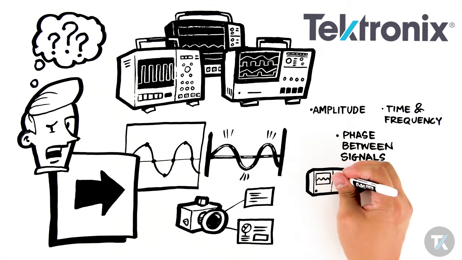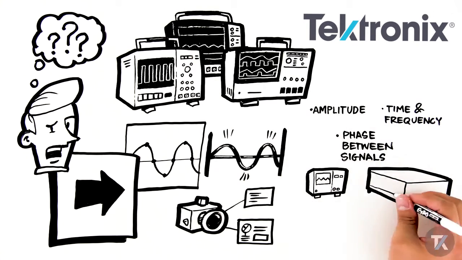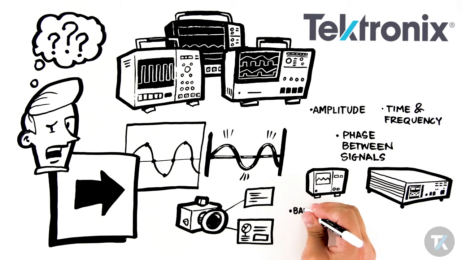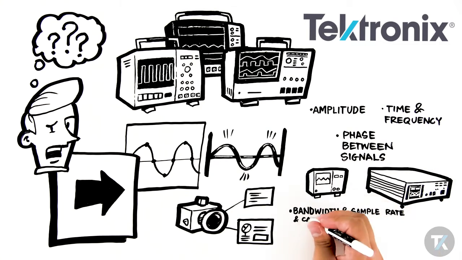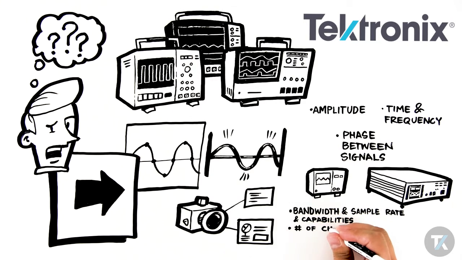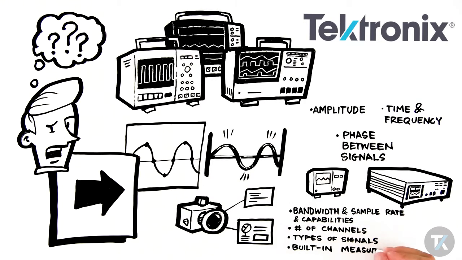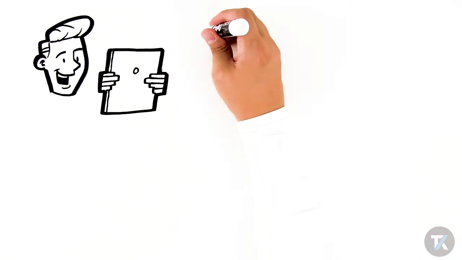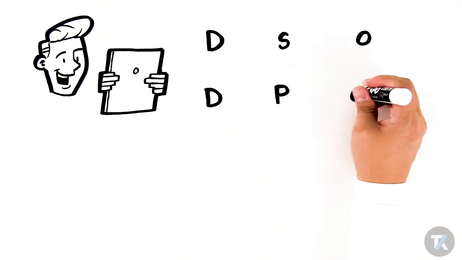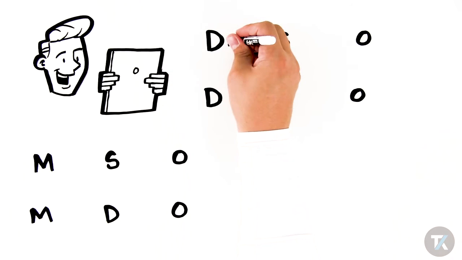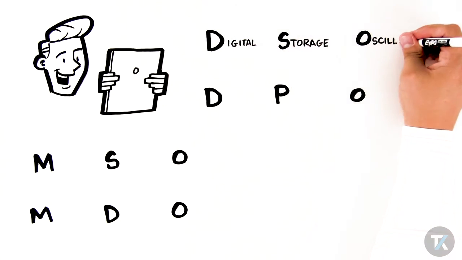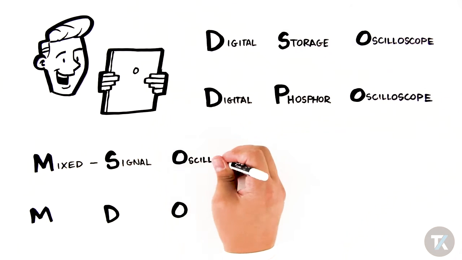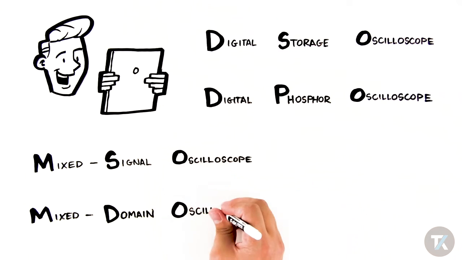From general-purpose bench scopes to high-performance instruments, they vary widely in terms of the speed of signals they can capture. This depends on bandwidth and sample rate, and capabilities, such as number of channels, types of signals, and built-in measurements. You'll probably see different models referred to by their acronyms, such as DSO, DPO, MSO, or MDO. These stand for Digital Storage Oscilloscope, Digital Phosphor Oscilloscope, Mixed Signal Oscilloscope, and Mixed Domain Oscilloscope.